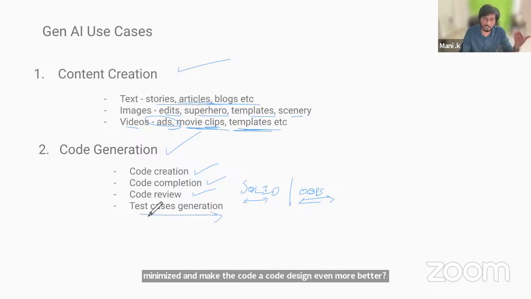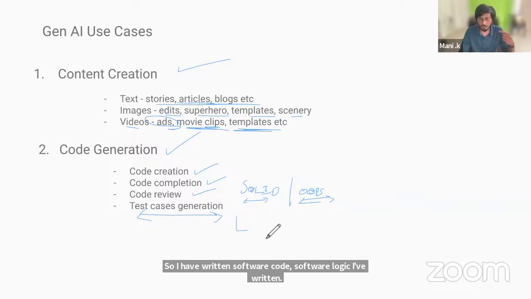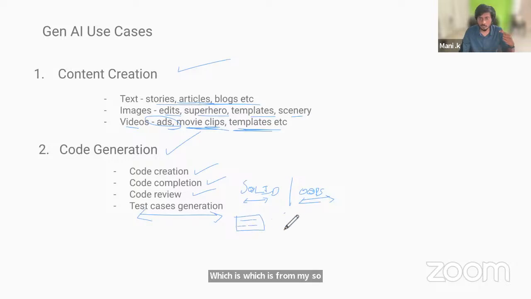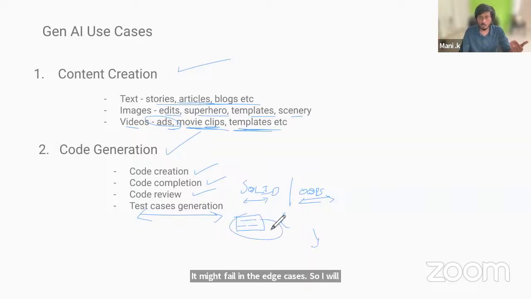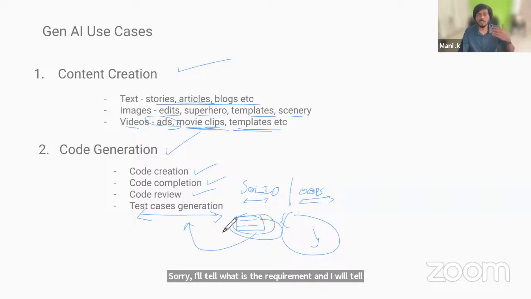Test cases also I can generate. I have written software logic, since I have been given certain requirements. I have written the code for it. I need to test the code, right? It might fail in the edge cases. So I will tell what the requirement is and ask it to generate test cases based on the requirement. ChatGPT can give you test cases, which I can copy paste and then test my particular code, to see how it is working. Otherwise, I would have to manually create the test cases.